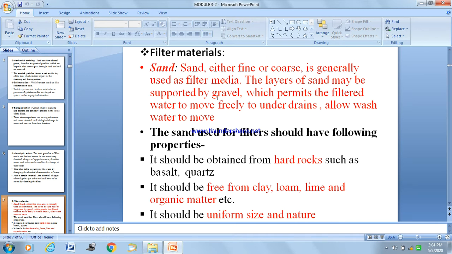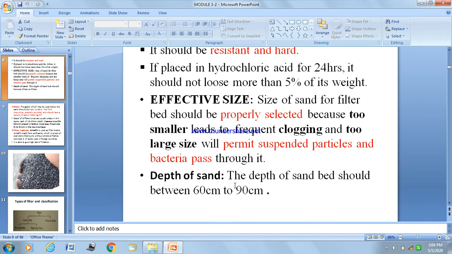The sand used should have certain main characteristics. It should be hard rock, such as basalt or quartz, and free from clay, loam, lime, organic matter, etc. It should be of uniform size and nature. It should be resistant and hard, and if placed in hydrochloric acid for 24 hours, it should not lose more than 5% of its weight. Such characteristics of the sand should be there.